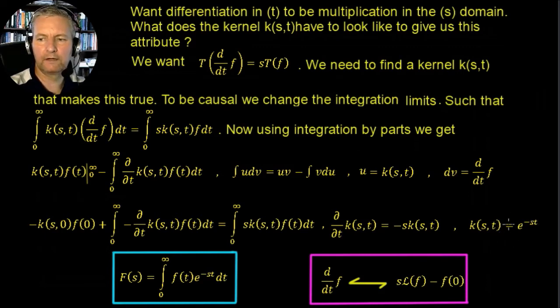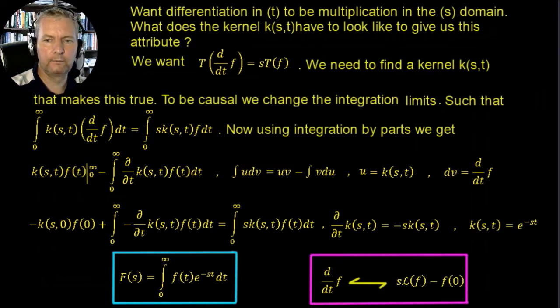If you differentiate that e to the minus st, you end up with minus s times e to the minus st. Okay, so that means that the kernel that we need in order to make the differentiation equivalent to multiplication is the function e to the minus st. So therefore we can say that our F(s) is going to equal the integral from 0 to infinity of f(t) e to the minus st dt. So this here is the derivation of our Laplace transform.